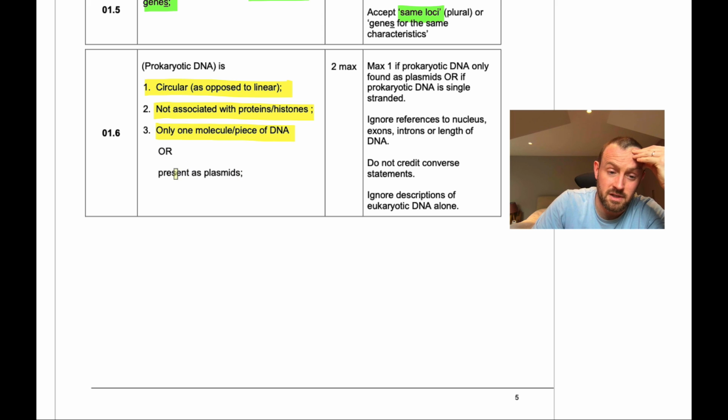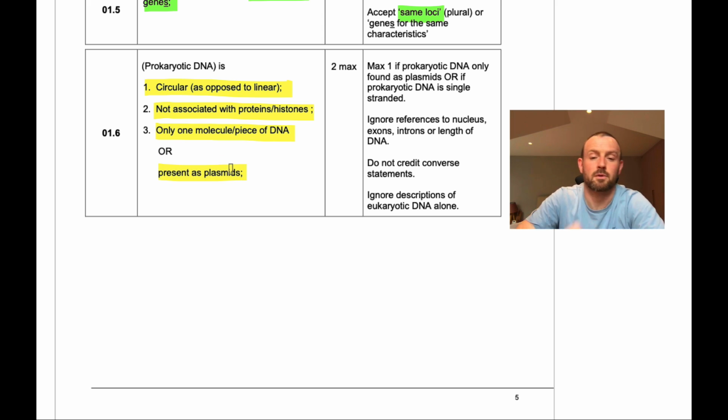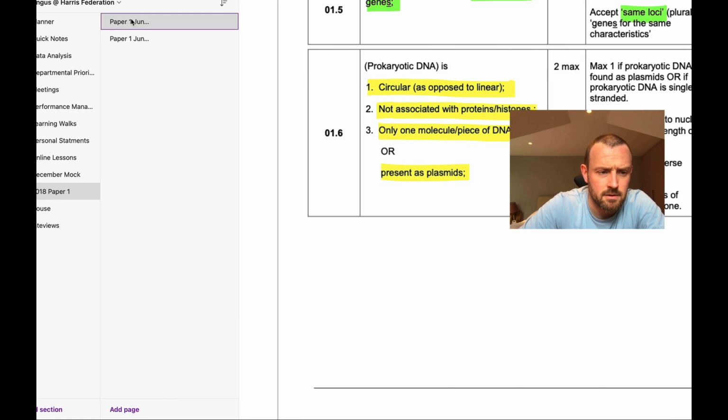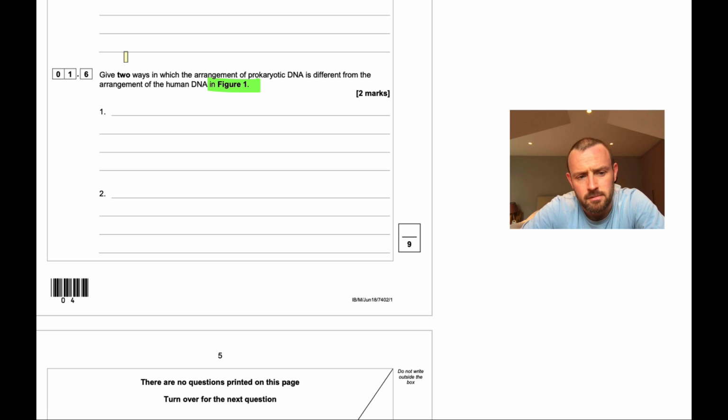I've actually forgotten what I said in my answer, so I don't know if I would have got 2 marks or just 1. The interesting exam technique point there was that you had to reference something that was visible in figure 1. Okay, so give yourself a mark out of 9 for that question.